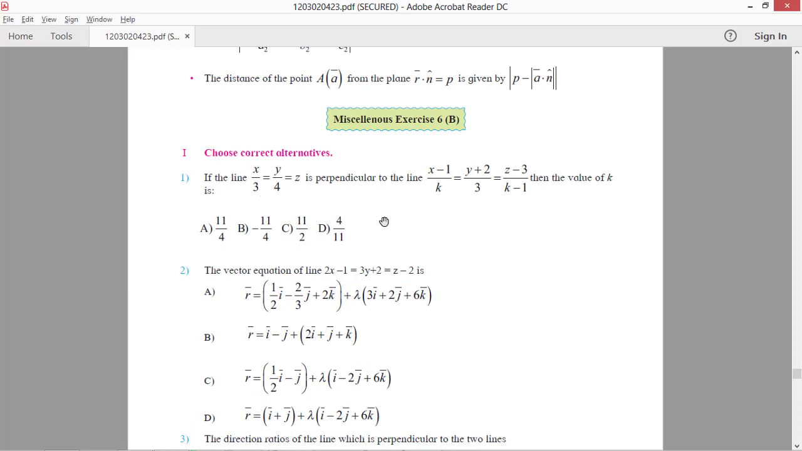Hey friends, so after having the full summary of this topic, now it's time to start the exercise. Okay, miscellaneous exercise, of course. So let's start this.